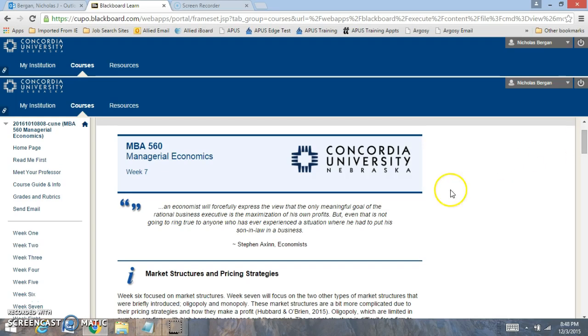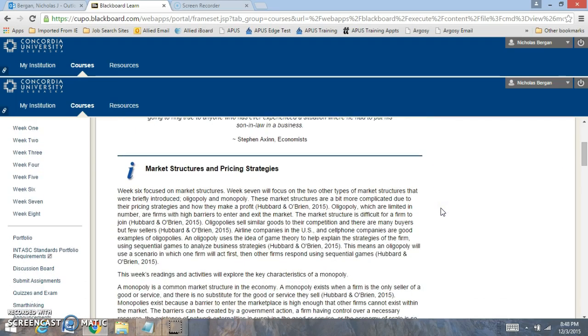For week 7, we're going to be focusing on two different market structures: oligopolies and monopolies. An oligopoly market structure is one where there are few firms that sell very similar products but are highly competitive in aspects of the market.